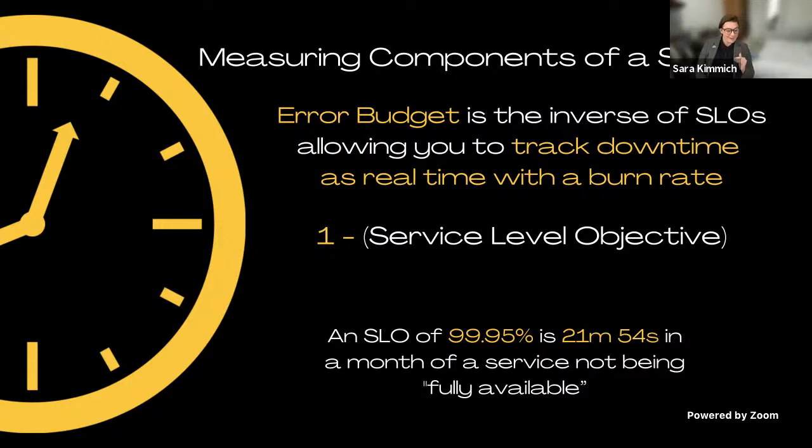An error budget mathematically is super simple. You just take a 1 minus the service level objective, and then you transform that into your function of time. So 99.95% of an SLO of availability is literally translated to 21 minutes and 54 seconds of a service inside of your architecture being allowed to not be fully available to your end user over a month.